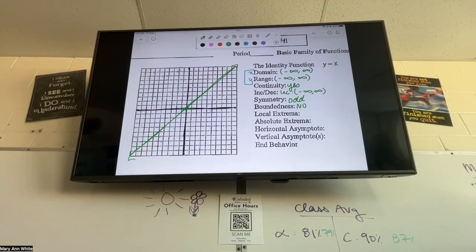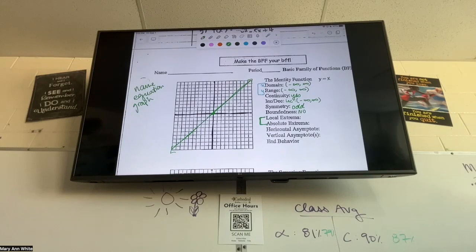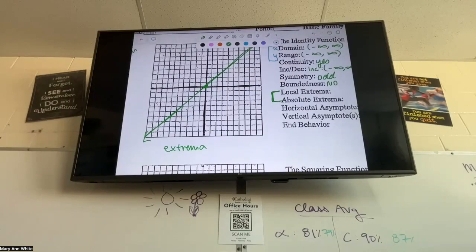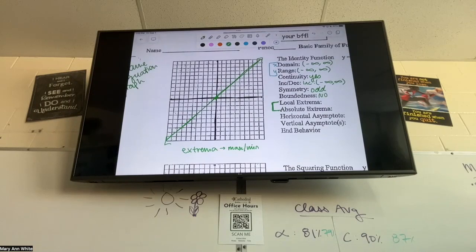Okay, the next word is new. I think my other class seemed to not know what the word extrema was. Have you guys heard the word extrema? Okay, extrema is like your extreme points. It's your max and your min. Do I have any maxes or mins on this picture? No, so I have no extrema. And you can write no for both individually, or you can write no for just that one.